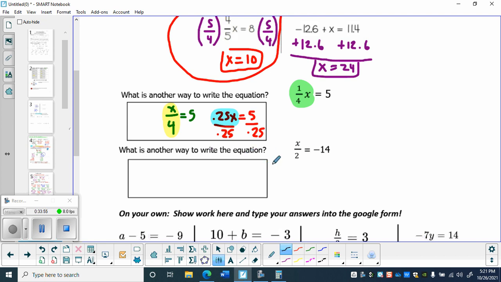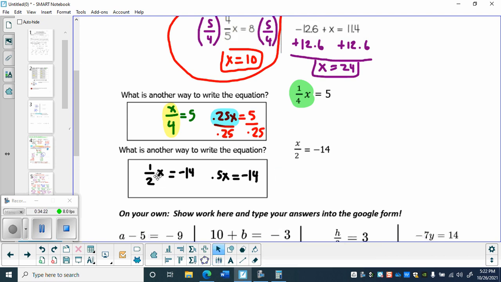All right, so what's another way to write this equation? If you see x being divided by 2, that's the same thing, y'all, as seeing a 1/2. Taking half is the same thing as dividing it by 2. So this is the same problem. And a half could be written as a 0.5. So half of x equals -14. So all of these are going to have the same answer, even though they kind of look a little different.